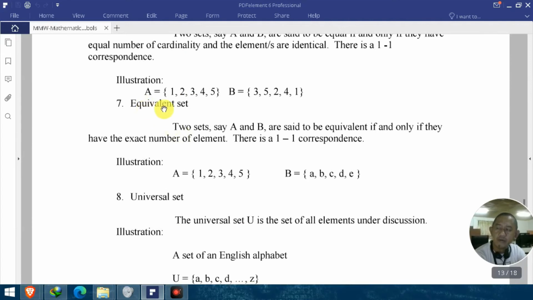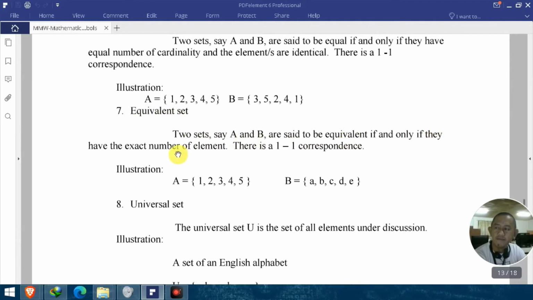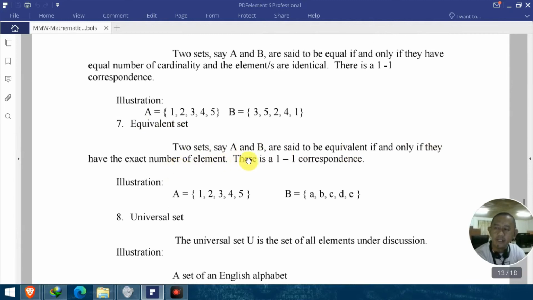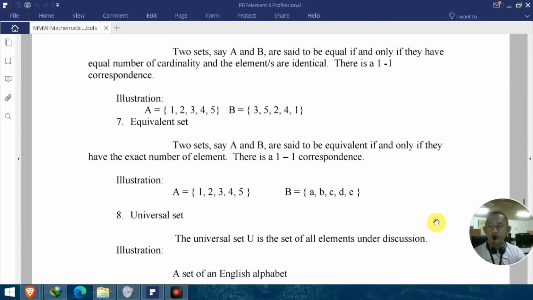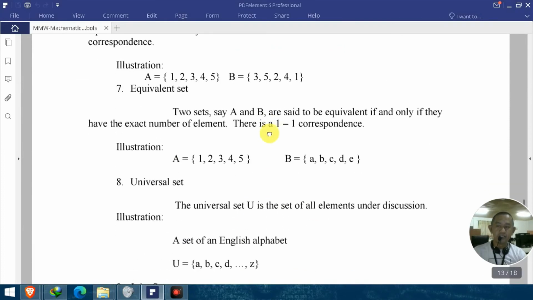We have equivalent sets. Two sets, A and B, are said to be equivalent if and only if they have the exact number of elements. When we say the exact number of elements, we mean their cardinality. For example, set A has 5 elements, and set B also has 5 elements. So this is an equivalent set, but not an equal set.